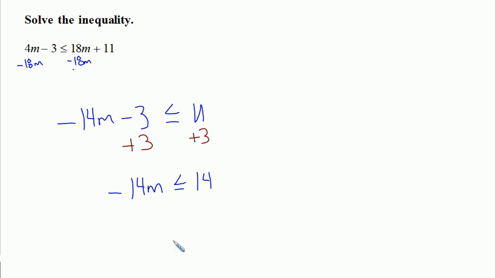We're going to divide both sides by that negative 14. And we're going to be careful with the sign, because remember, when we divide both sides of an inequality or multiply by a negative number, then we have to flip the sign. So this less than or equal to becomes a greater than or equal to. This reduces down to m, and this reduces down to negative 1. So our final answer here is m is greater than or equal to negative 1.